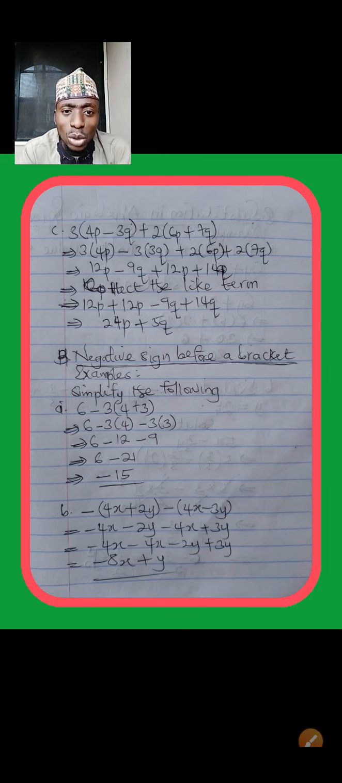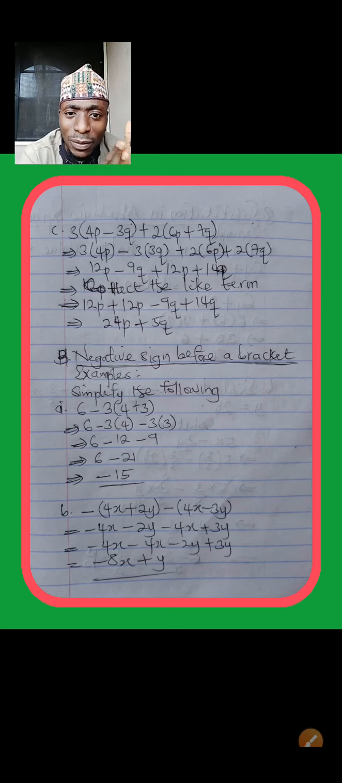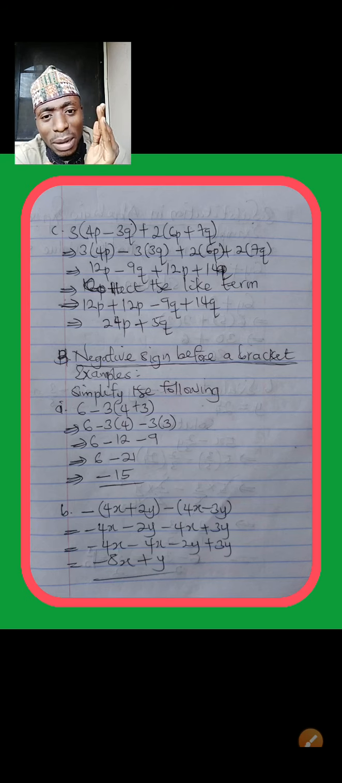So you collect like terms, p and p together, q and q together. So we're having 12p and another 12p. So you bring them together to get 24p. Then the other one, we have minus 9q plus 14q. Bring it together. So why is it plus 5? The answer is plus 5q.